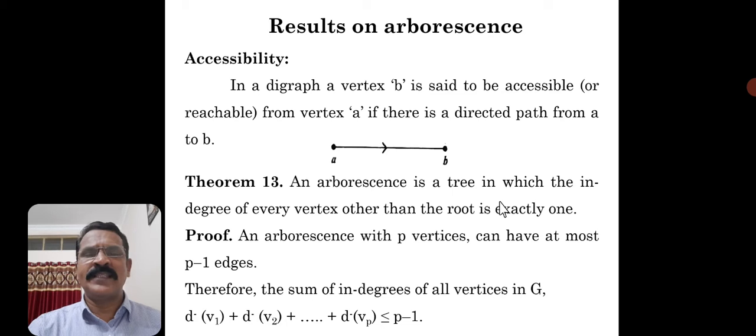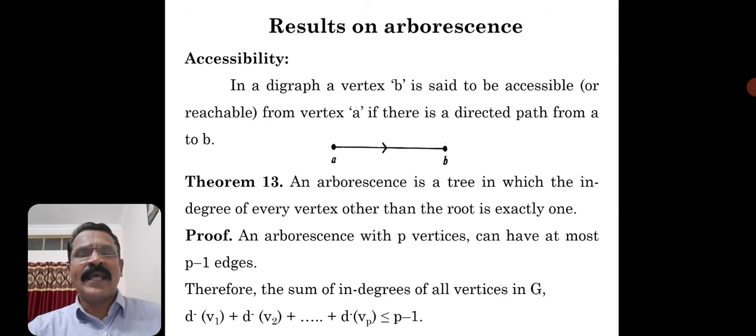Accessibility. What do you mean by accessibility? If there is an edge from A to B, then B is reachable or accessible from the vertex A. So this is the concept. In a diagram, a vertex B is said to be accessible, or you can say reachable, from a vertex A if there is a directed path from A to B.